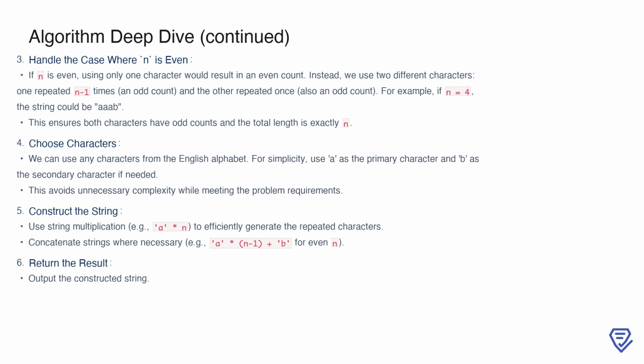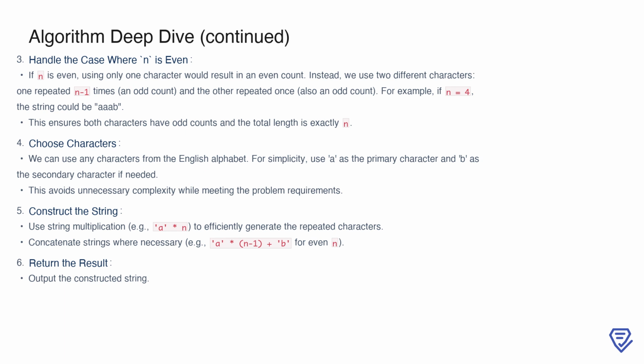Now, when n is even, the situation changes slightly. Repeating a single character would result in an even count, which does not satisfy the problem's requirements. To handle this, we use two characters. One character is repeated n-1 times, which guarantees an odd count, and the second character is used once, which also results in an odd count. For instance, if n is 4, we can use a repeated 3 times and b once, resulting in the string aaab. This approach ensures the total length of the string is exactly n while maintaining odd counts for all characters.